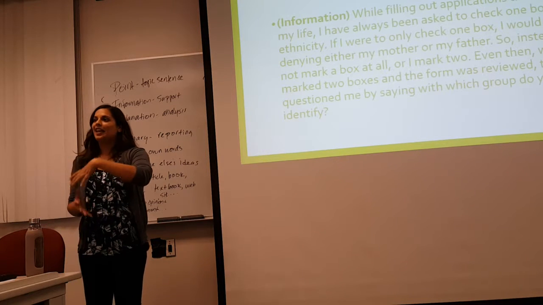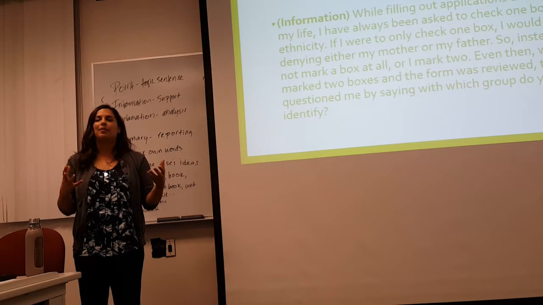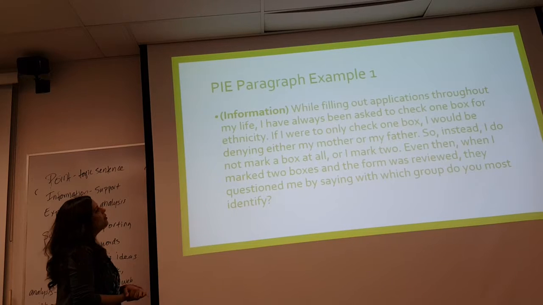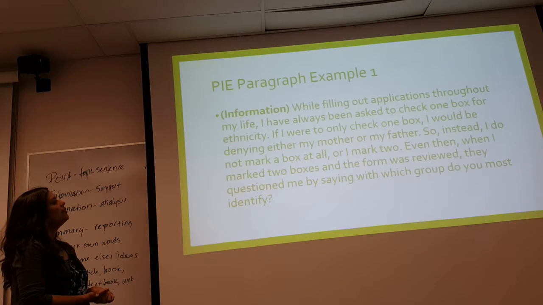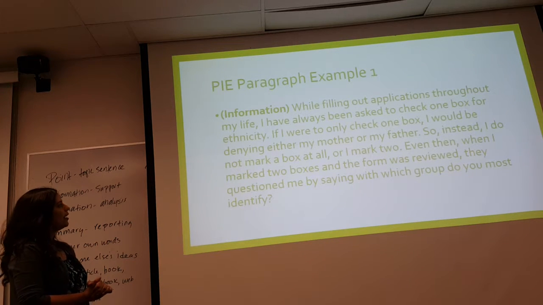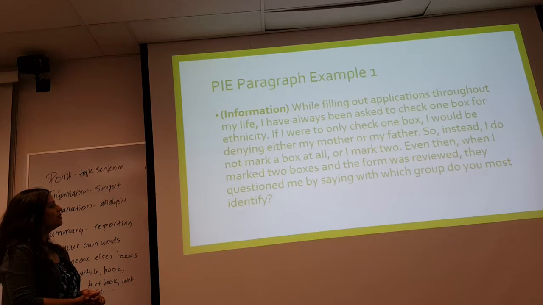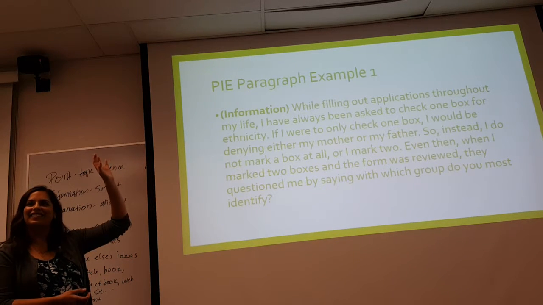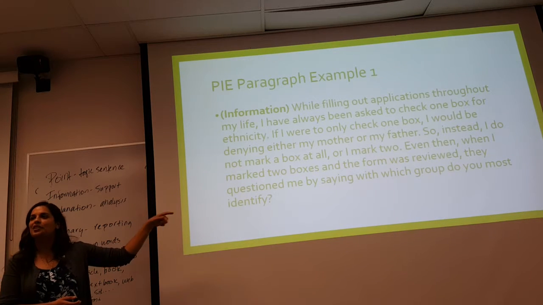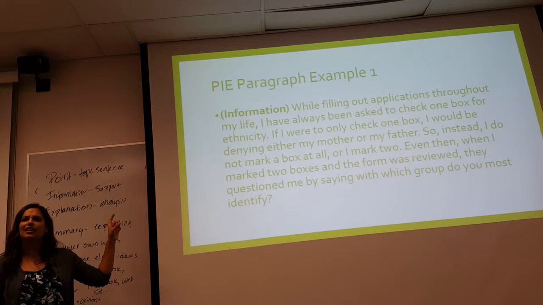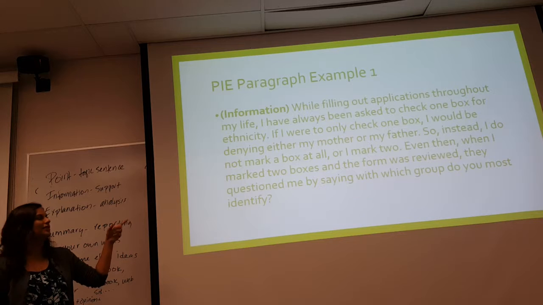And then she goes on to back it up with a story, a specific example illustrating what she's talking about. "While filling out applications throughout my life, I've always been asked to check one box for ethnicity. If I were to only check one box, I would be denying either my mother or my father. So instead, I do not mark a box at all, or I mark two. Even then, when I marked two boxes and the form was reviewed, they questioned me by saying, 'With which group do you most identify?'" Does anyone relate to this? Yeah. I do too. So luckily now on most forms you can check multiple, or you can say other, or you can say biracial, or they have kind of more options now. But that seems like even really, really recent that we even have options like that.